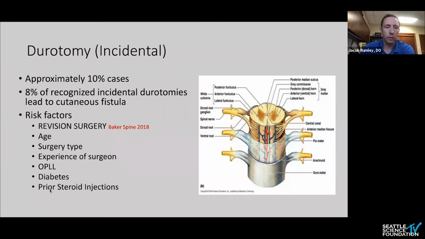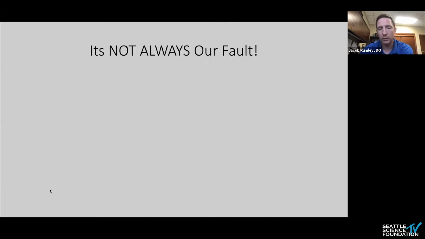There's some good literature out there that reviews the risk factors, especially one from Dr. Baker, Spine 2018, which said revision surgery is the number one risk factor for an incidental durotomy. But other things like age, the surgery type, whether it's MIS or open, the experience of the surgeon, OPLL, diabetes, and more recently, previous steroid injections within 3 months have been associated with an incidental durotomy during surgery. But remember, it's not always our fault.